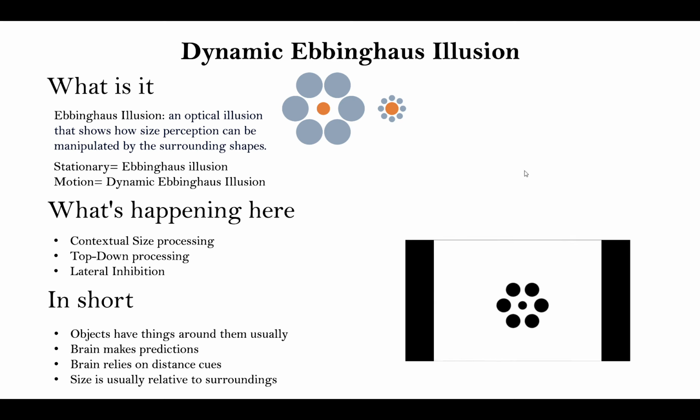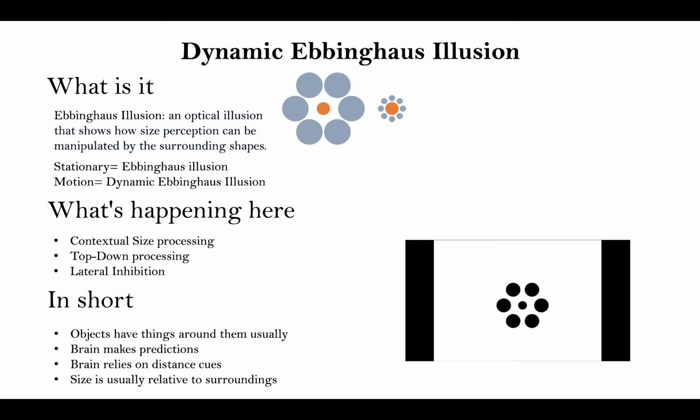In short, here are the reasons I believe all of this is happening. First, nothing is usually isolated. Like I said, there are usually objects around everything you look at, and your brain uses those objects to give context to the thing you're looking at. Second, the brain makes predictions. This is the top-down process like we talked about earlier. We use the information we already know to interpret what we see.